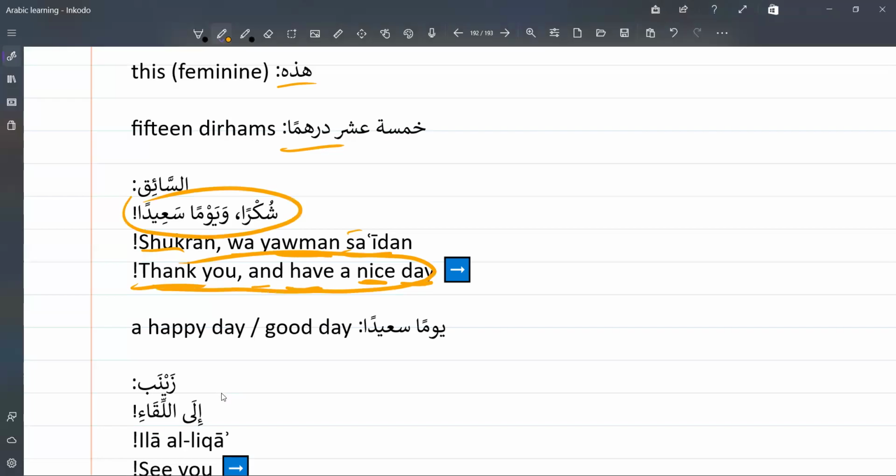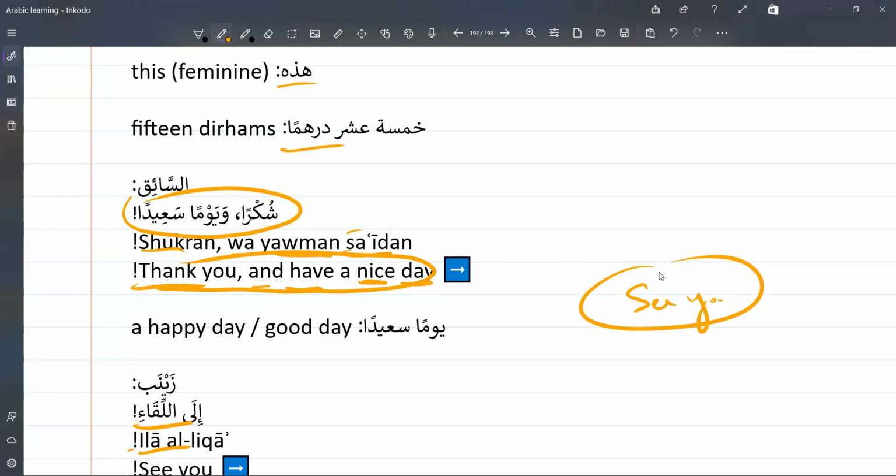Then Zainab parts the taxi, goes away. She says idal liqa. We have done this phrase, idal liqa. Idal liqa means see you later or see you again or just see you. So this is how you converse while in a taxi with the driver, right? So I hope you learned a lot of things.